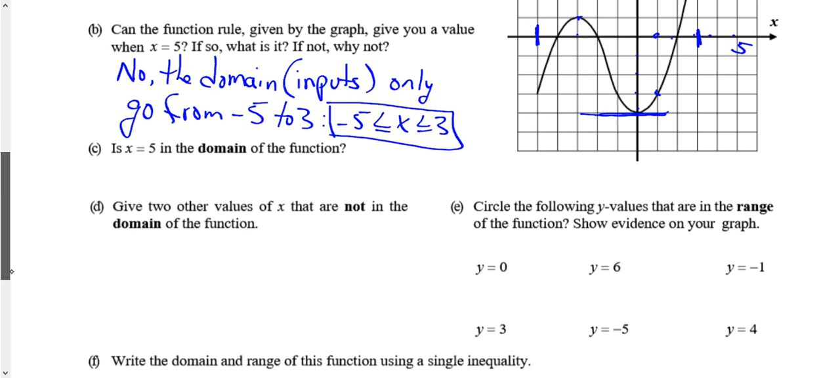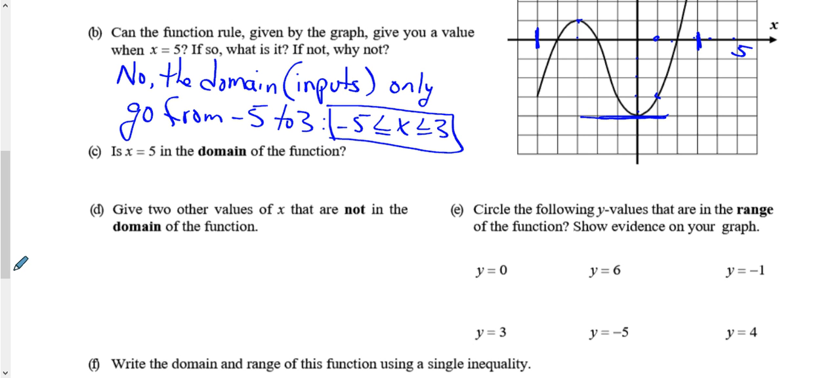Okay? All right, part C. Is x equal 5 in the domain of the function? I think we kind of already answered that, didn't we? Because the domain only goes from -5 to 3, so the answer is no. Wouldn't we just say it is outside the domain, or set of inputs that are possible? Okay?